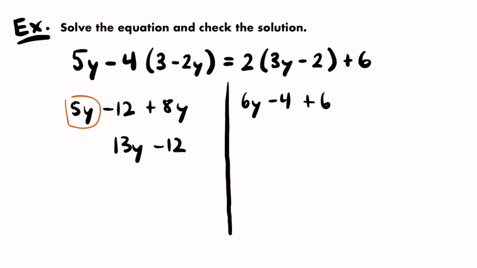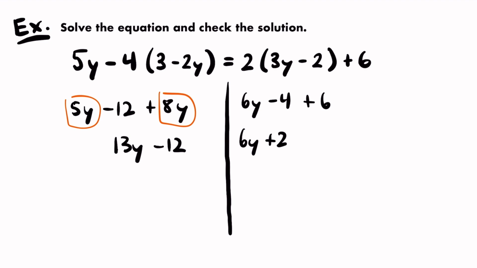Okay, so these were two like terms that we combined to get this single variable term of 13y, but then over here we have two constant terms that we can combine. -4 and 6 are like terms, and -4 plus 6 is 2. So over here we get 6y plus 2. All right, and so now we have an equation where each side has one variable term and one constant term. And that is a type of equation that we are familiar with solving.